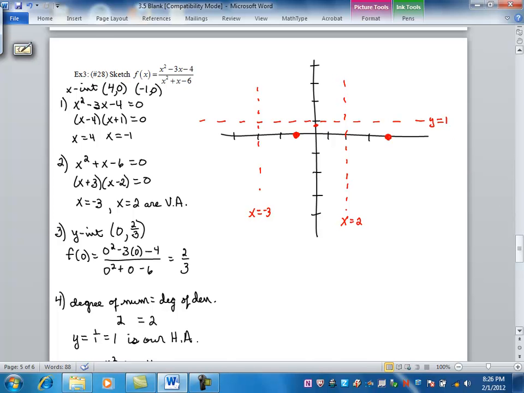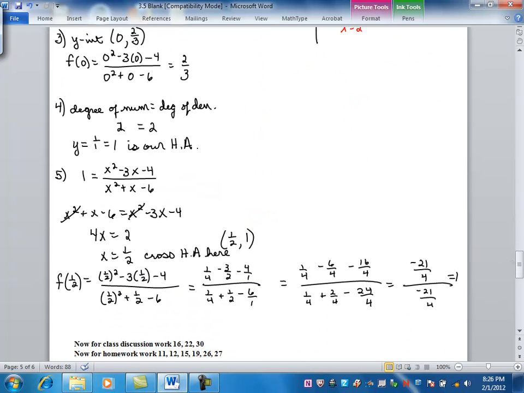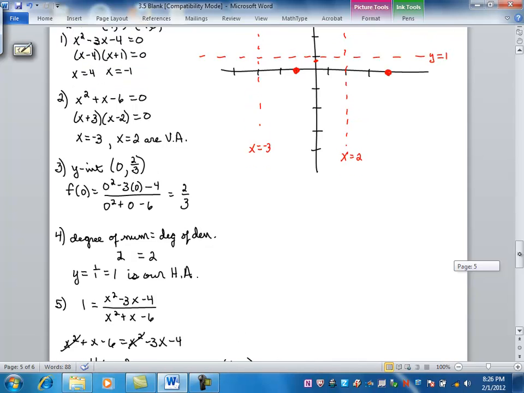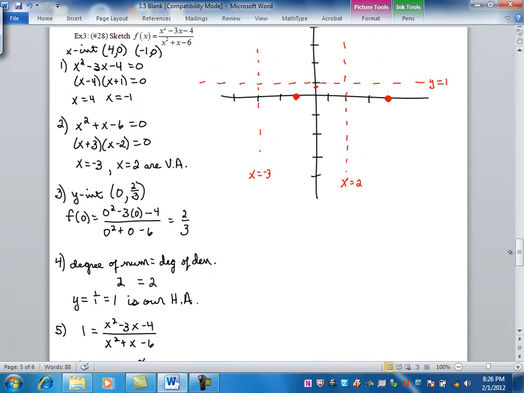And then I believe we decided that we're going to cross this horizontal asymptote at (1/2, 1). Now, let me mention something. We went to the trouble to find out what the y value would be when x is 1/2. I did that this one time here to show you that the function evaluated at 1/2 is 1, and that makes sense. We're crossing this horizontal asymptote, right? Every point on this horizontal asymptote has a y value of 1.